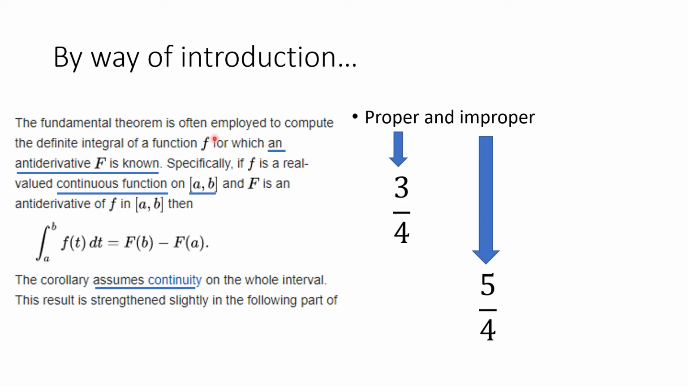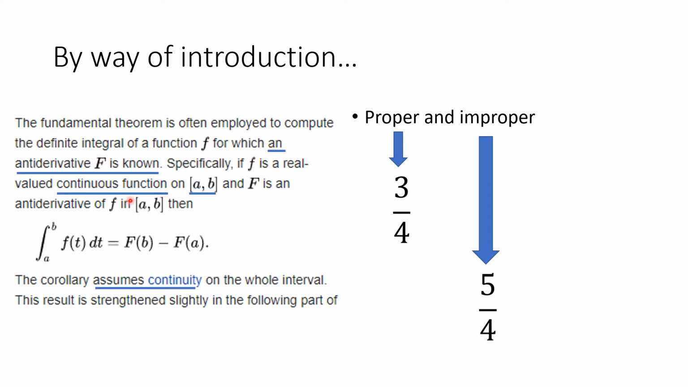You remember that the fundamental theorem of calculus is often employed to compute the definite integral of a function lowercase f, for which an antiderivative capital F is known. Now, when we were talking about approximate integration, we were doing problems using the trapezoidal rule and Simpson's rule, where we did not know necessarily what capital F was. We still could do the problem. Moreover, this theorem said that if f is a real valued continuous function. You see, this theorem assumed that it was continuous.